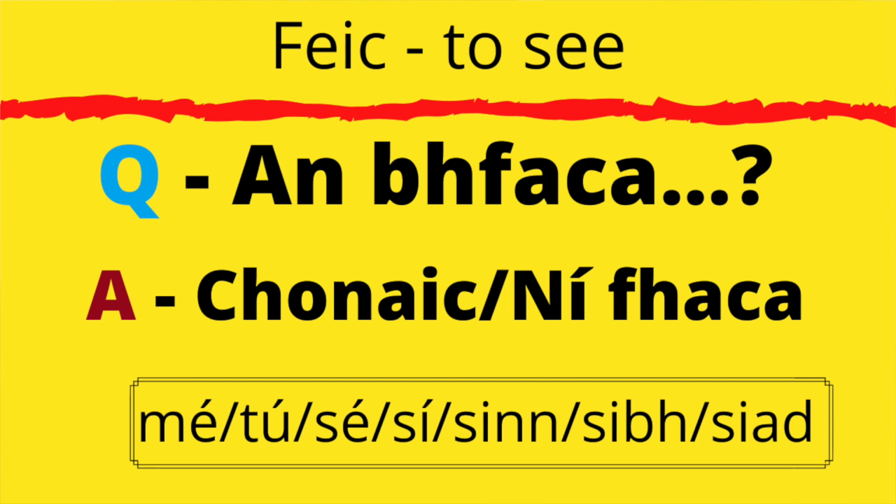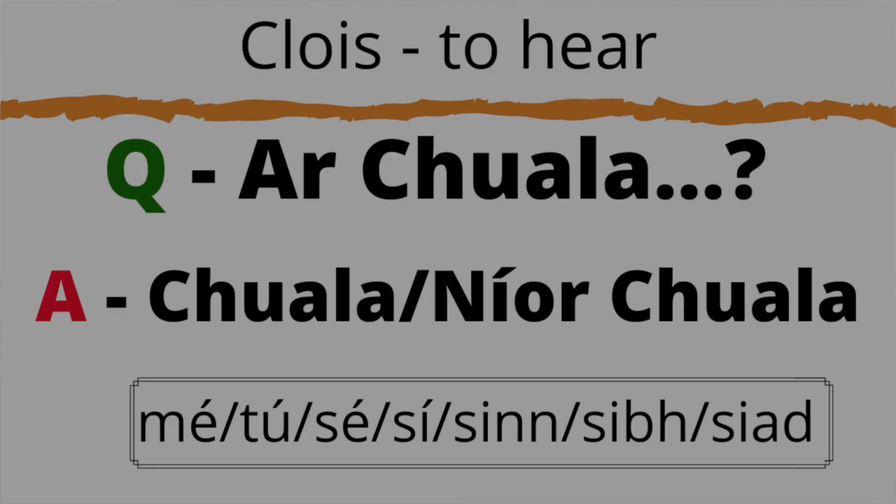Our next irregular Irish verb is feic. So feic is to see. The question, an bhfaca, did you see? Chonaic or ní fhaca, I saw or I didn't see. Clois is the Irish verb to hear. Ar chuala, did you hear? Chuala, níor chuala, I heard, I didn't hear.